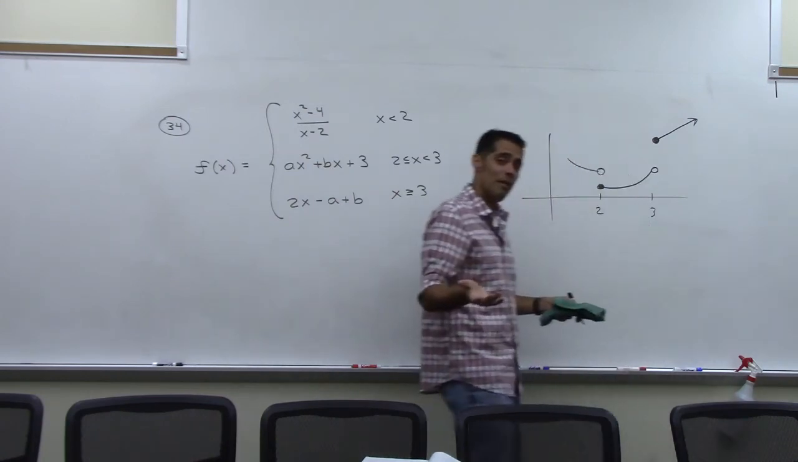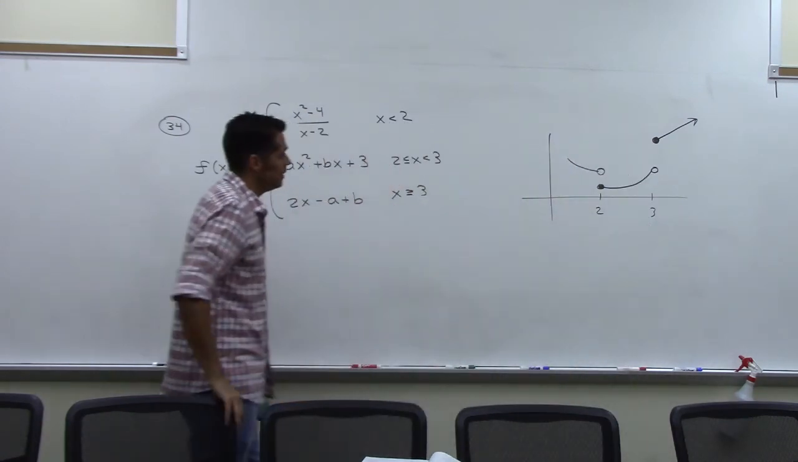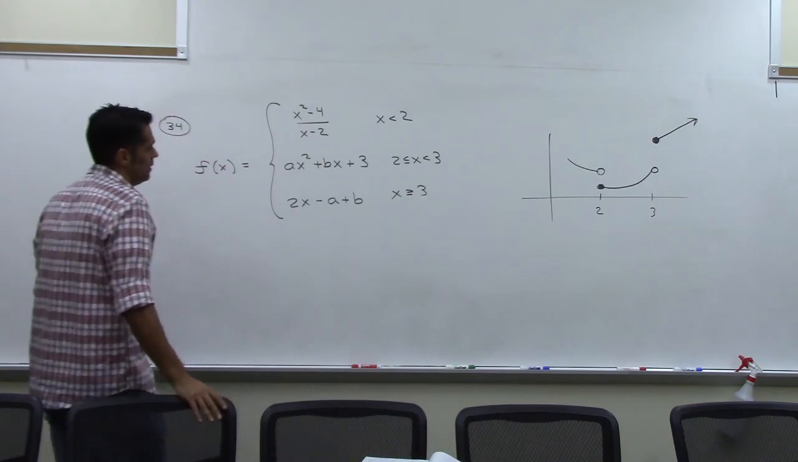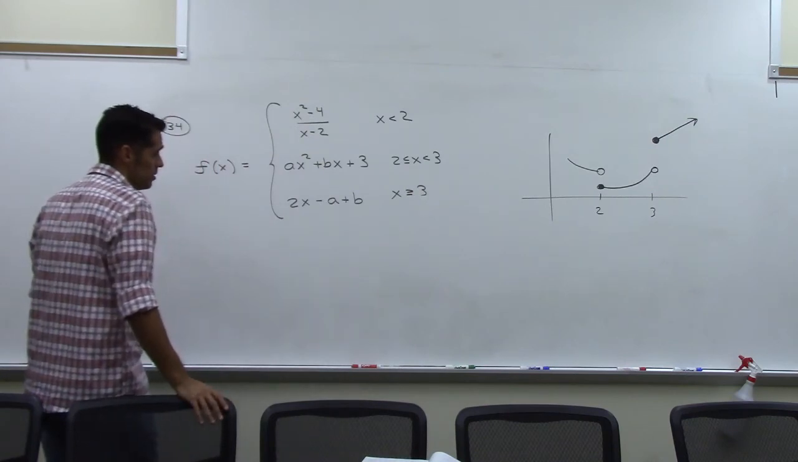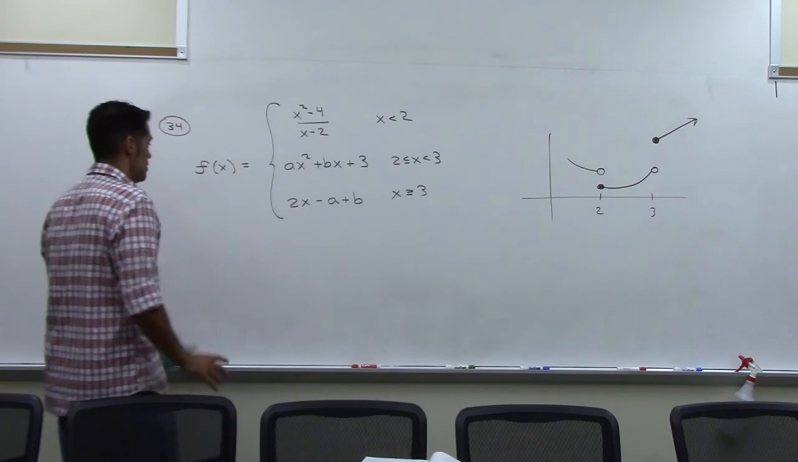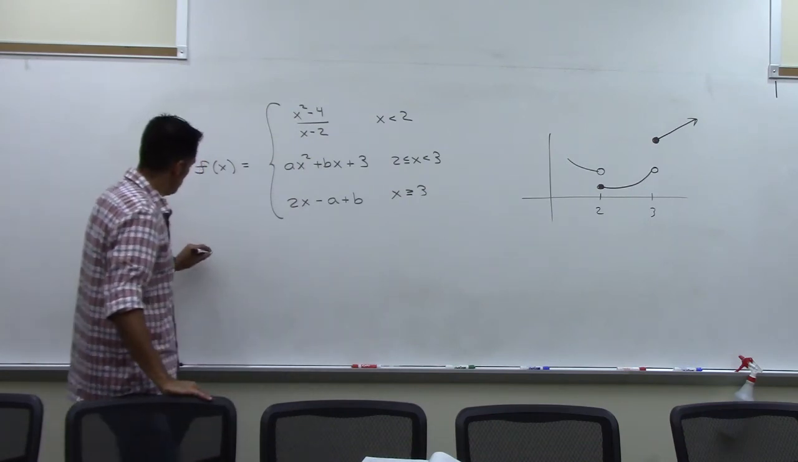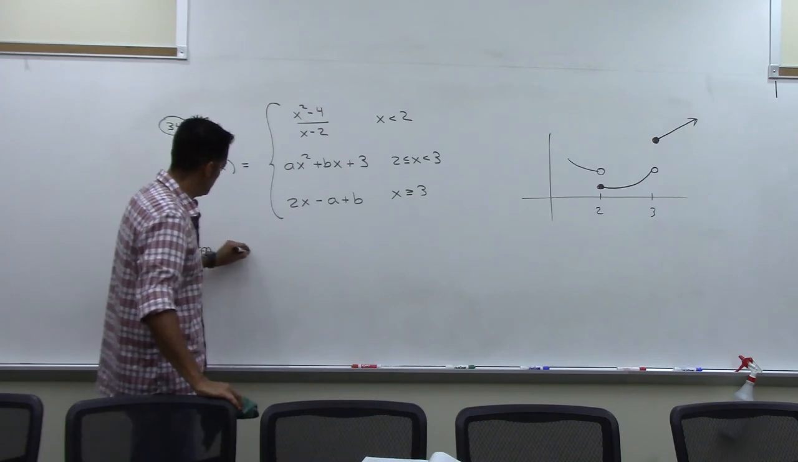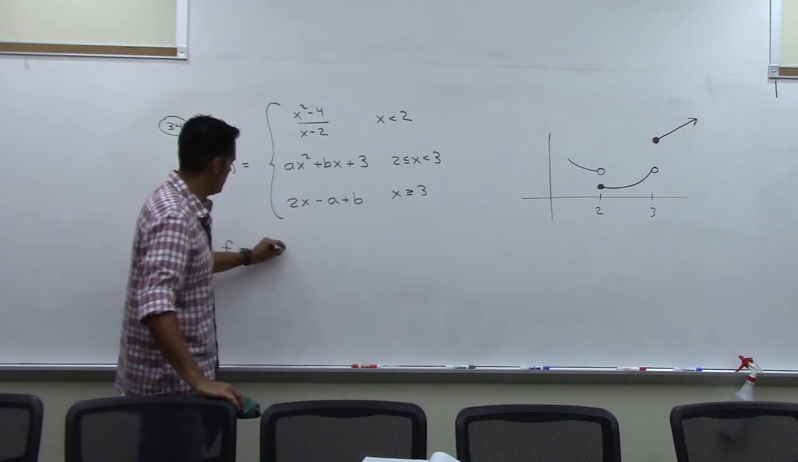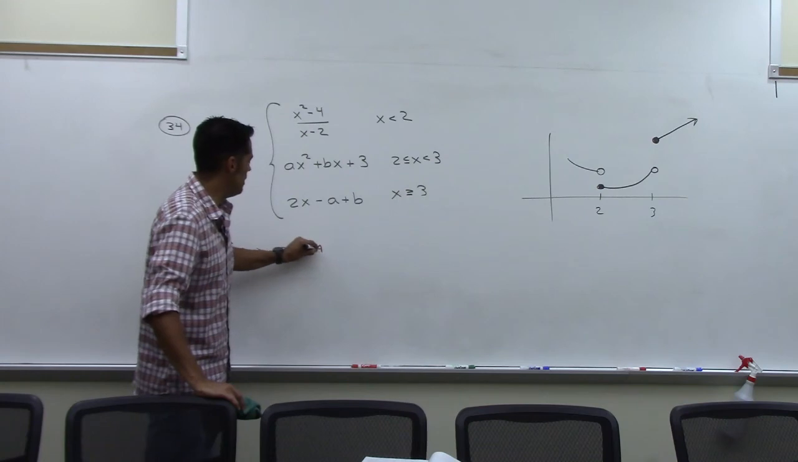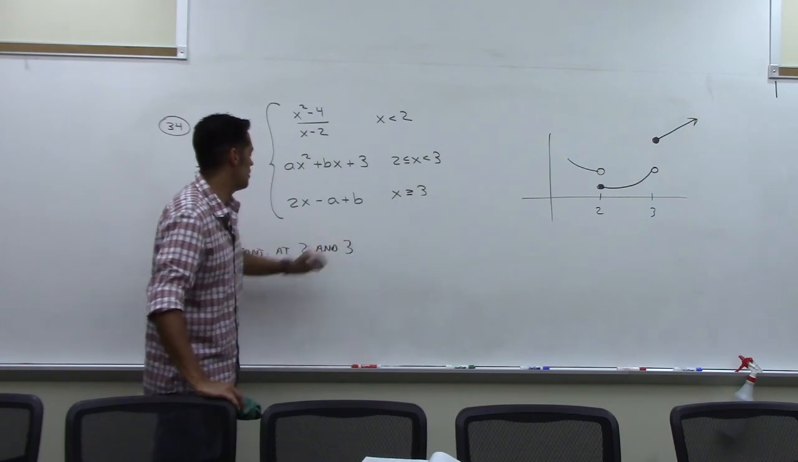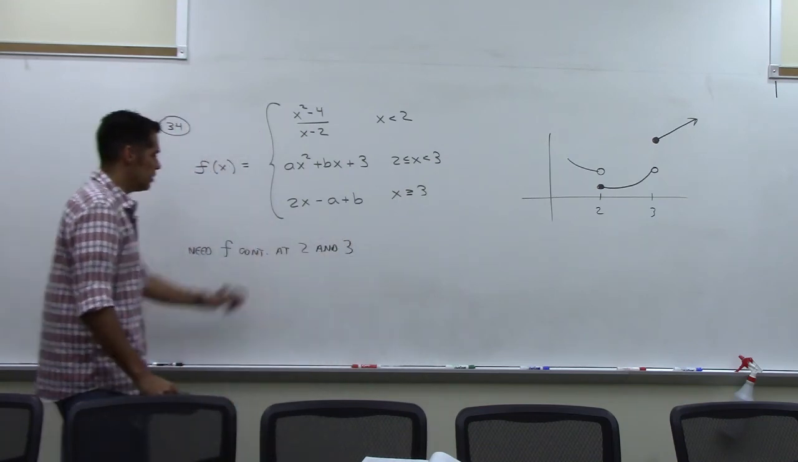So, should I work it all out? I guess you could always pause the video and try it yourself, right? Okay, so I need f to be continuous at 2, and I need it to be continuous at 3. So let me start with the 2.